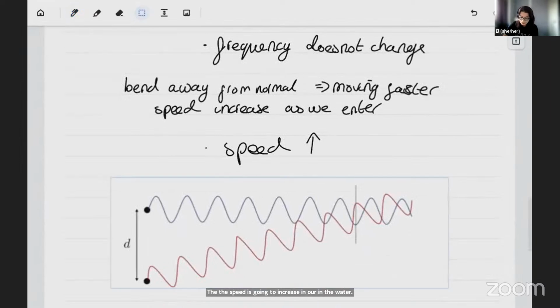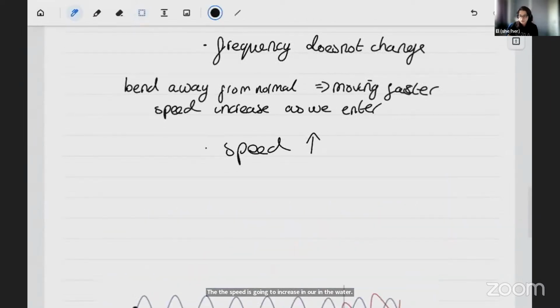So then from there, we can use our trusty c equals f lambda, where c is the speed and f is the frequency. So if c increases, that implies that our lambda, our wavelength, must also increase, as f we know is a constant. So if the speed is increasing, we know that the wavelength is also going to increase. So that's a little argument behind part A.